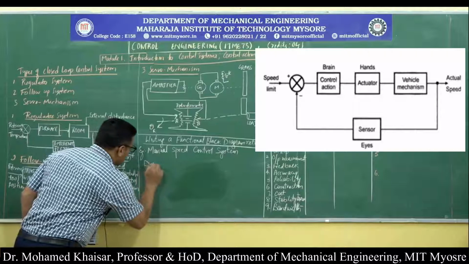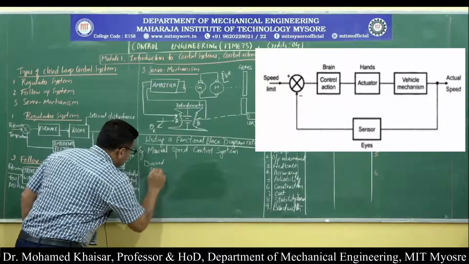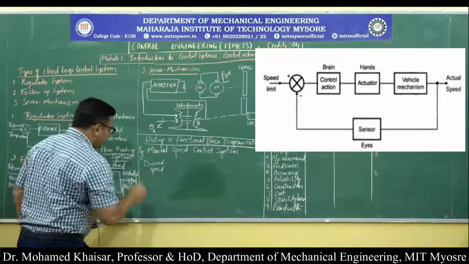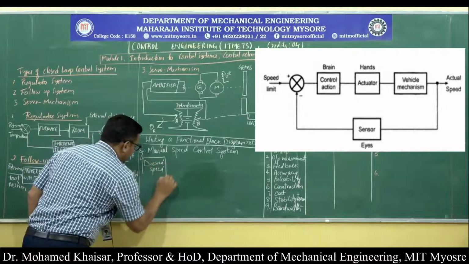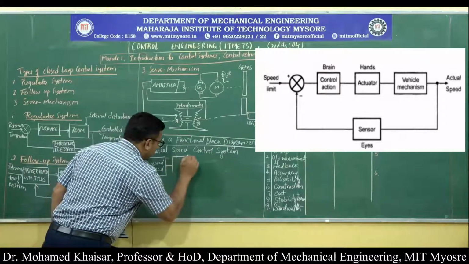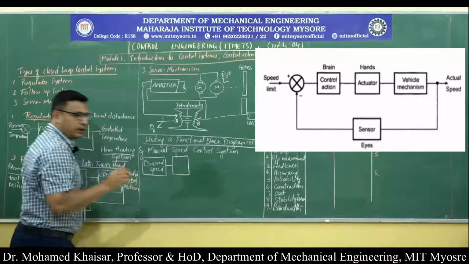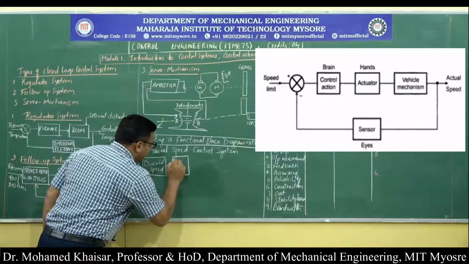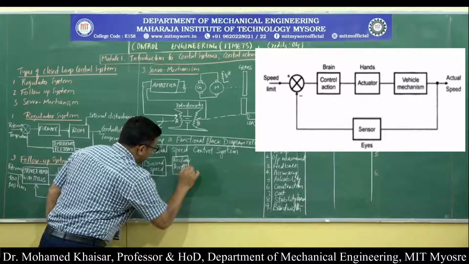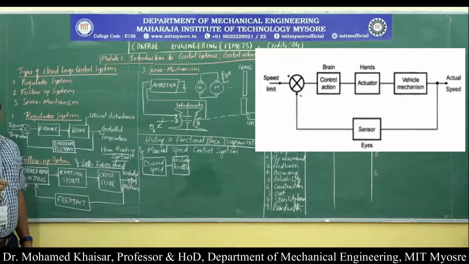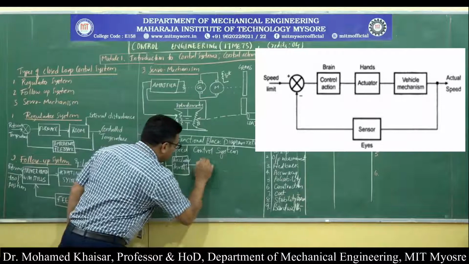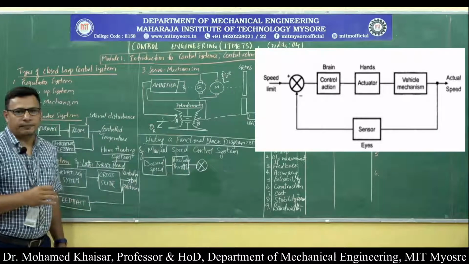Say desired speed is the input to the system. Now, desired speed becomes the command input to the system. Then this is fed to the throttle position, the accelerator throttle: by what angle the accelerator must be throttled. Then this is given to the controller.